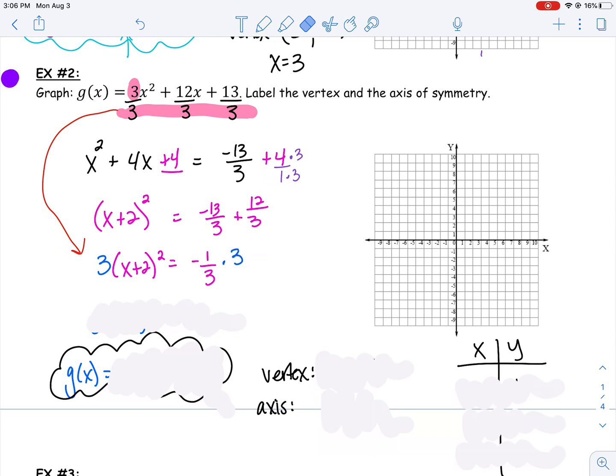But I can't just multiply the left side by 3. I have to also multiply the right side by 3 so that I can keep my equation balanced. You notice on the right side that the 3's reduce each other, and so I end up with just a negative 1 on that side.